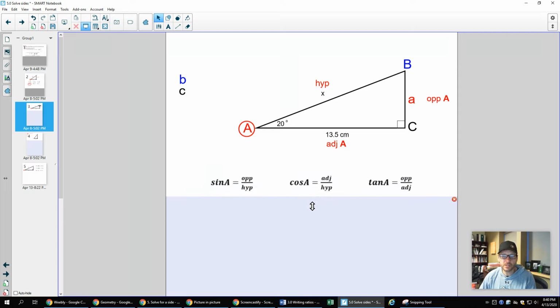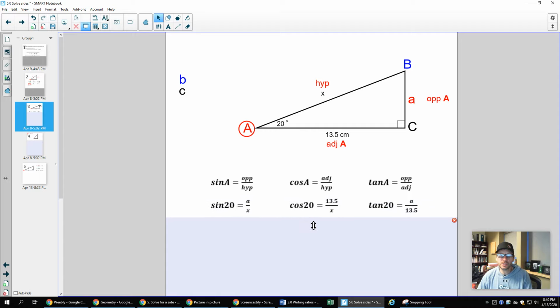The next thing I want us to do is write all three ratios: sine of A, cos of A, and tan of A. Sine of A is opposite over hypotenuse, cos of A is adjacent over hypotenuse, and tan of A is opposite over adjacent. And then I want to look at each of those ratios, and put in the numbers that we know. So again, instead of writing angle A, I'm going to write 20 because A is 20 degrees. Instead of writing opposite, I'm going to put little a. Instead of writing hypotenuse, I'm going to put little x.